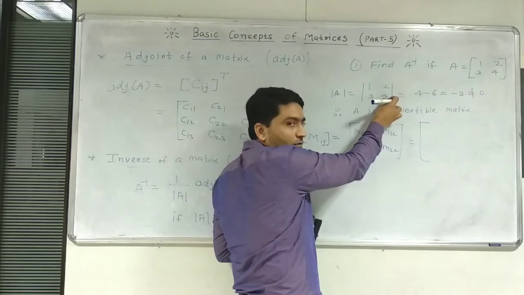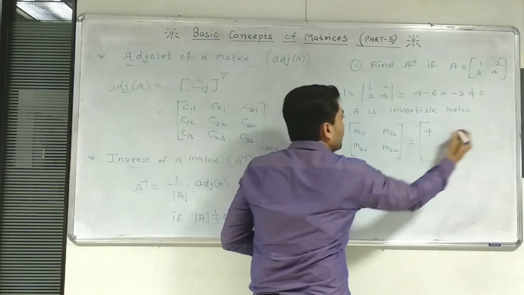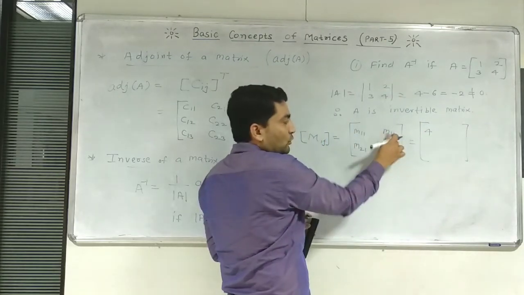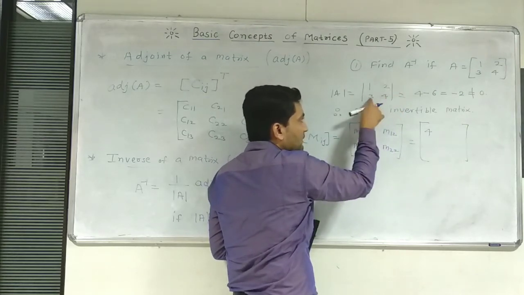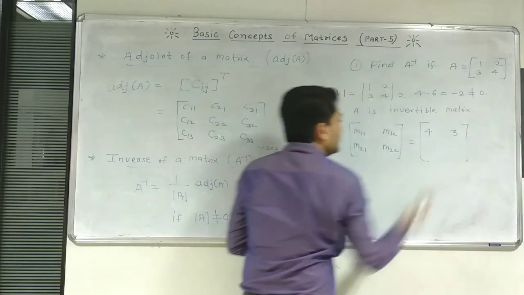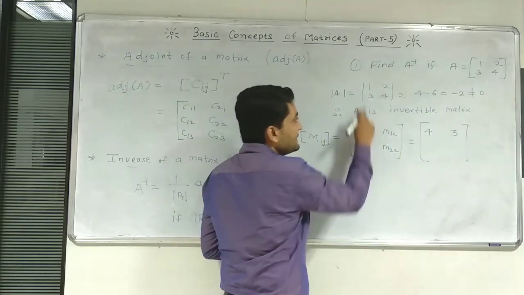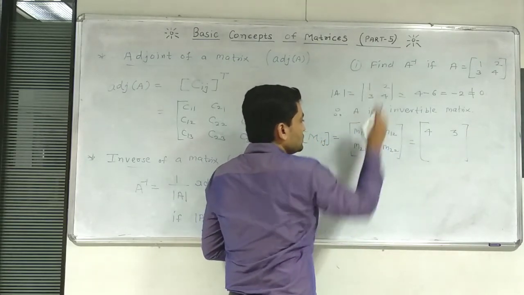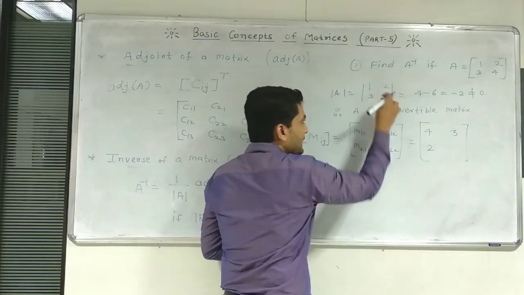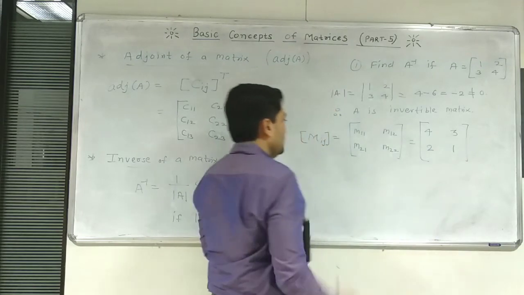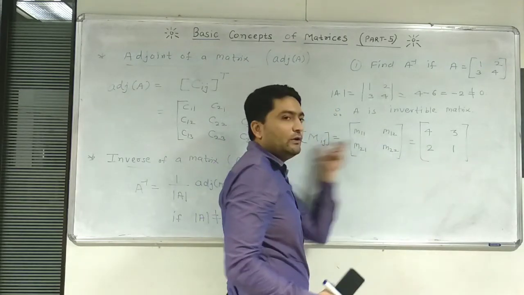So it is only 4. You have to write down only 4. Then M12, removing the first row and second column, we get 3. So write down 3 here. M21, removing the second row and first column, we get 2. So write down 2 here. M22, removing the second row and second column, here we get 1. So that matrix is called the minor matrix.